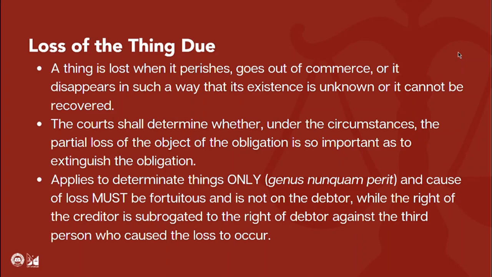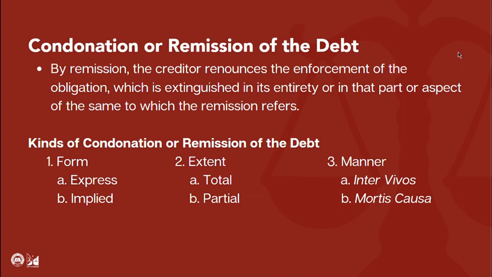Next, we have condonation or remission of the debt. By remission, the creditor renounces the enforcement of the obligation, which is extinguished in its entirety or in that part or aspect of the same to which the remission refers.